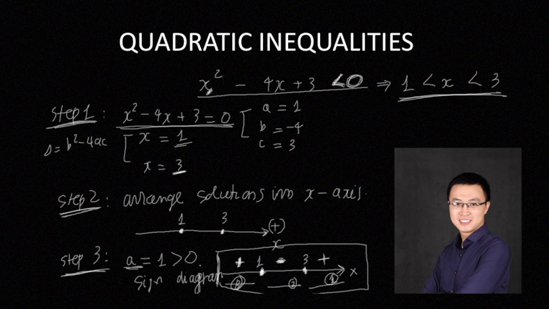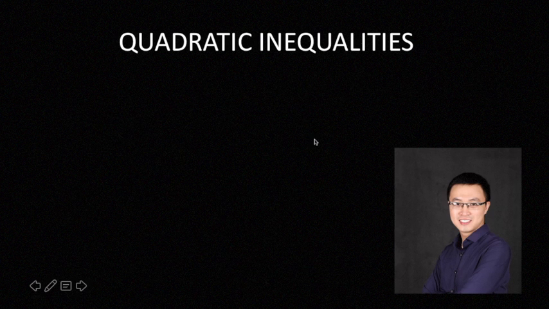After that, you look at the sign of the inequality. Here it is less than 0, so it means negative. I will take the negative sign in this part. So the value of x will be from 1 to 3. Okay, here is the first example.